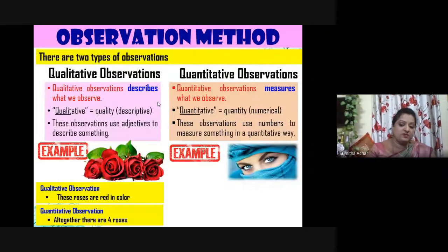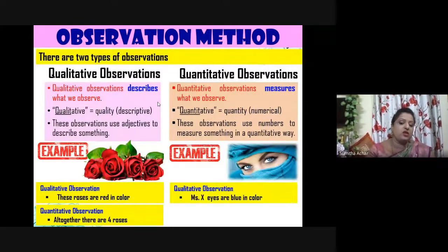What are the qualitative observations that you can make with this picture? Blue eyes, beautiful, right? Blue scarf, right? By just looking at the picture, you can make a lot of observations. You don't have to interview that lady, isn't it? By just looking at the picture, you can make a lot of qualitative observations.